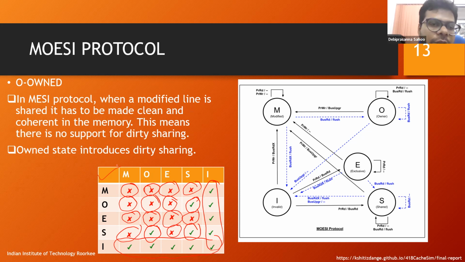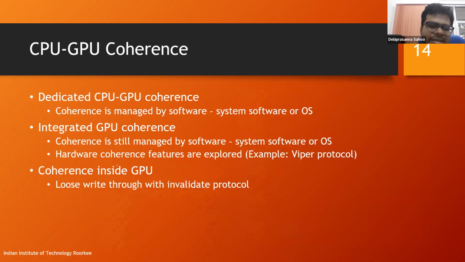Okay, so we looked at various protocols that are implemented on CPUs. Now let's touch upon the coherence protocols that work on the CPU, on the GPU, as well as the coherence that is working between the CPU and the GPU. So let's say you might be running a gaming application, your game might be running on the CPU as well as at runtime, it will get offloaded onto the GPU. So that might be sharing of the data. Now, typically with a dedicated CPU-GPU coherence, the coherence is managed by the system software or the operating system or the driver.